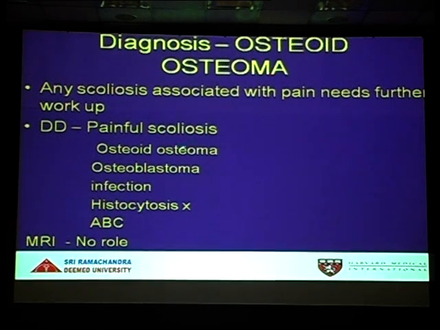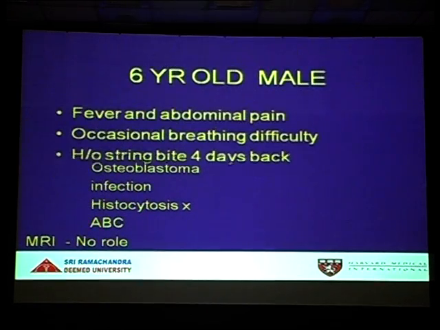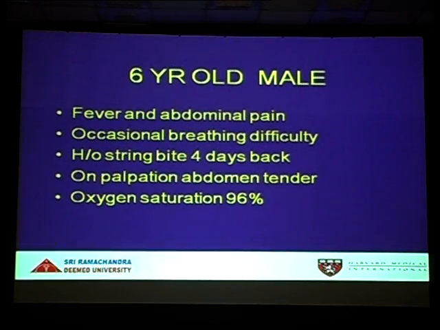That is, one is the osteoid osteoma, osteoblastoma. If that size is more than 10 centimeter, infection, histiocytosis, and aneurysmal bone cyst. All these can be diagnosed with the bone scan and the CT scan. MRI has got no role in this osteoid osteoma. And nidus also can be picked up.